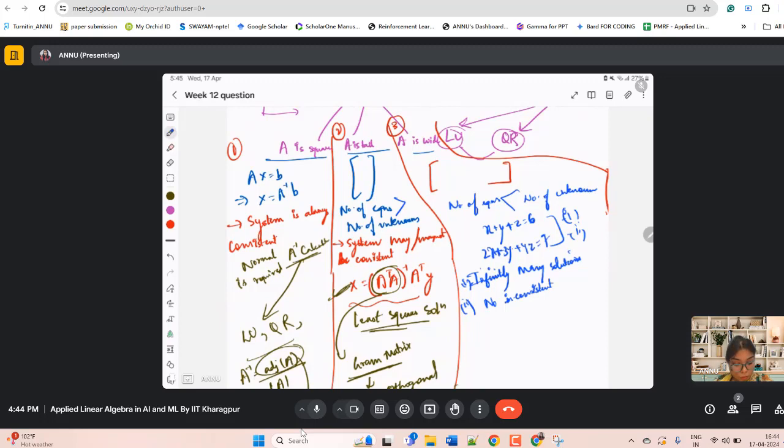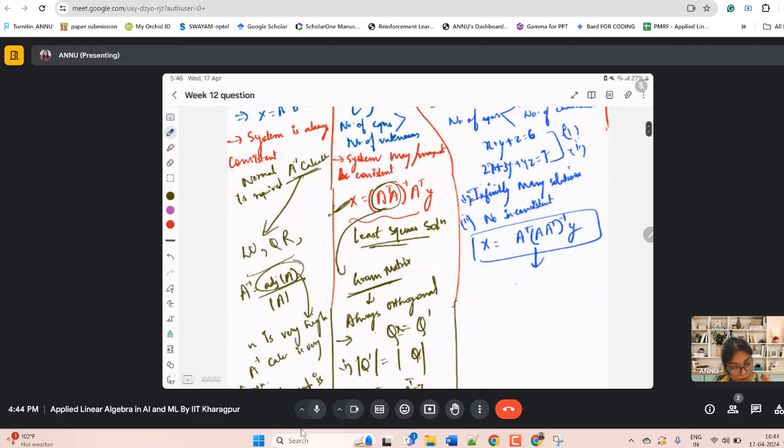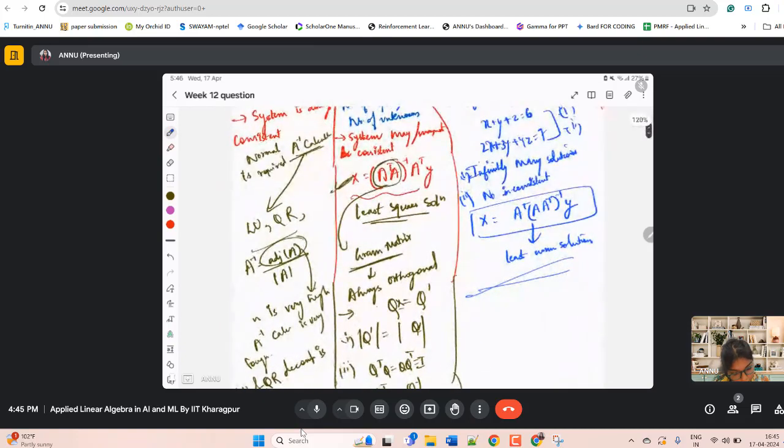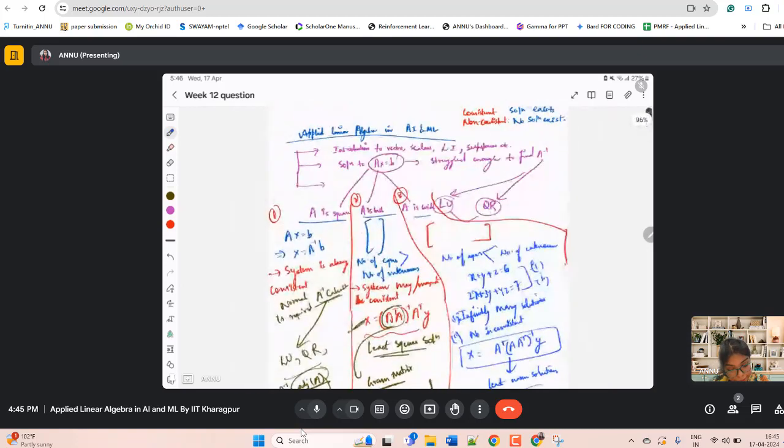Okay. So the formula for this calculation is x equals A transpose (A A transpose) whole inverse b. This is also called the least norm solution. And also remember A transpose is also orthogonal. So if you remember this thing, this is very, very important.